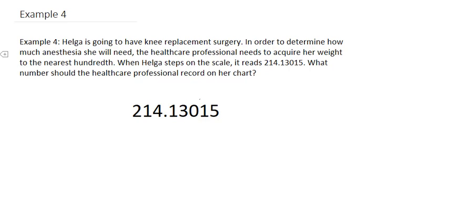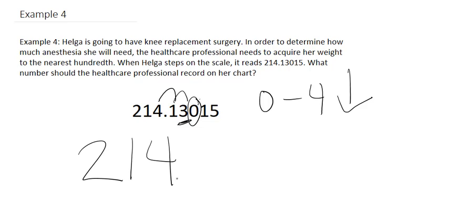And so we are looking at the hundredths location. Remember, we go from the ones to the tenths, which is right to the right of the decimal, to the hundredths, the 3. Underline the 3. Then we can circle the 0, because that's to the right of what we are looking to round. And so 0 is between 0 to 4, so we are going to be rounding down. So the healthcare professional will be writing in the chart her weight as 214.13 pounds.